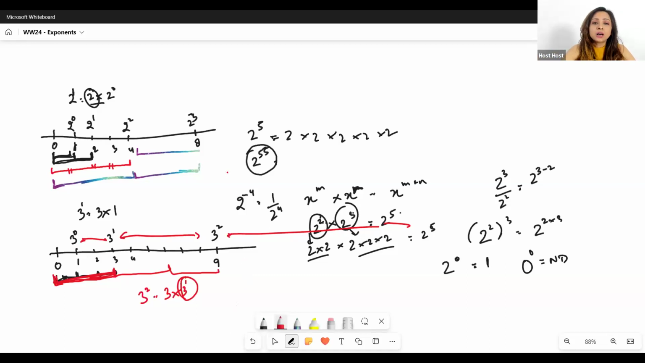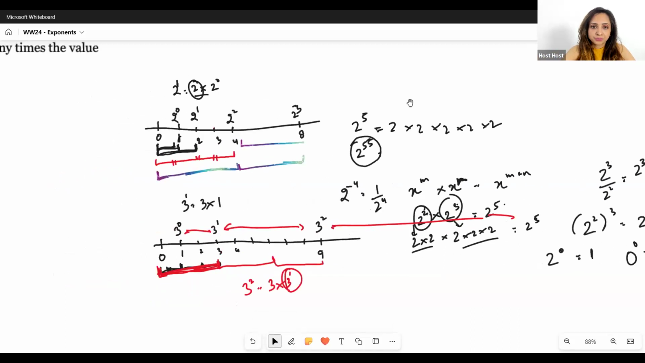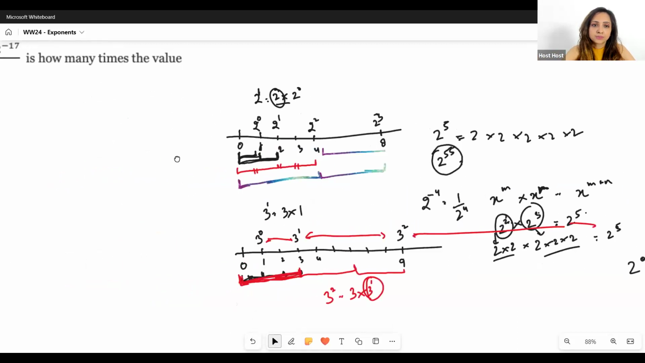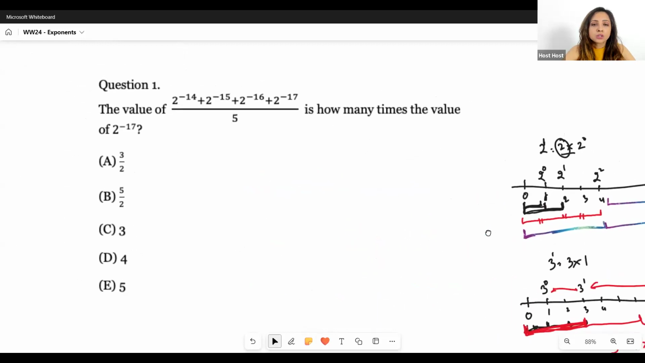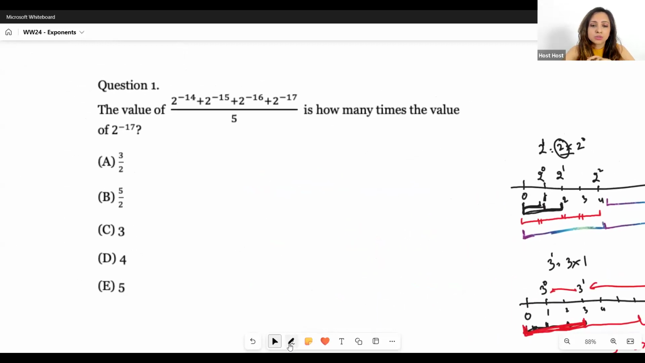Okay, now we'll start with a question. I'll share a question with you. This is a relatively simple question. It's an official question. So try it out. Here we go. So check out this. Try to do this.